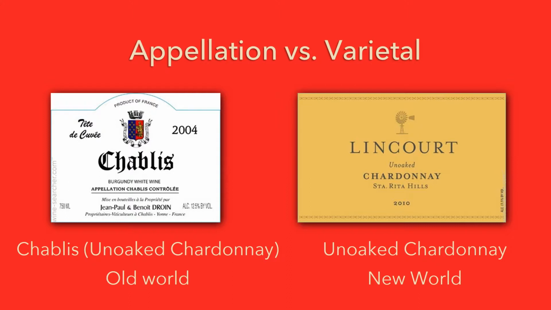Here you can see 2 examples of wine labels, Chablis from Domaine Drouhin and an unoaked Chardonnay from the producer Lincourt, located in the Santa Rita Hills, California. Drouhin expects the consumer to know that the villages of Chablis typically produce unoaked Chardonnay. Lincourt, on the other hand, tells the consumer exactly what is in the bottle.